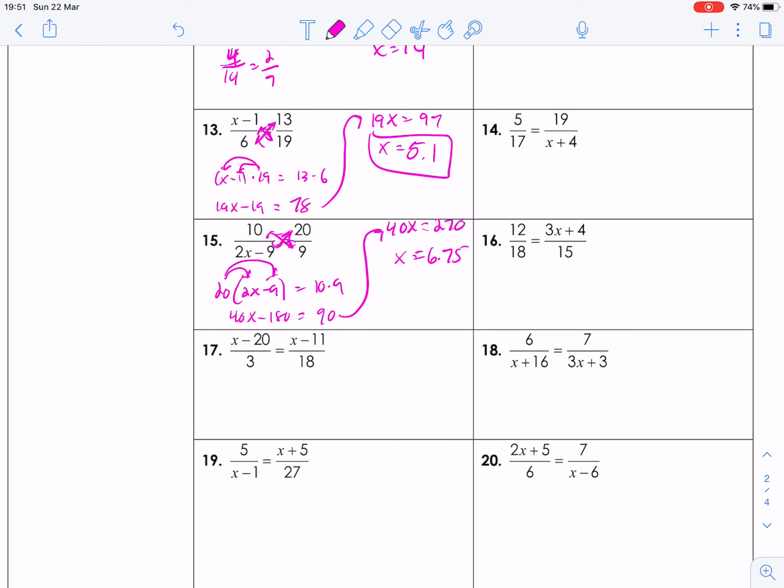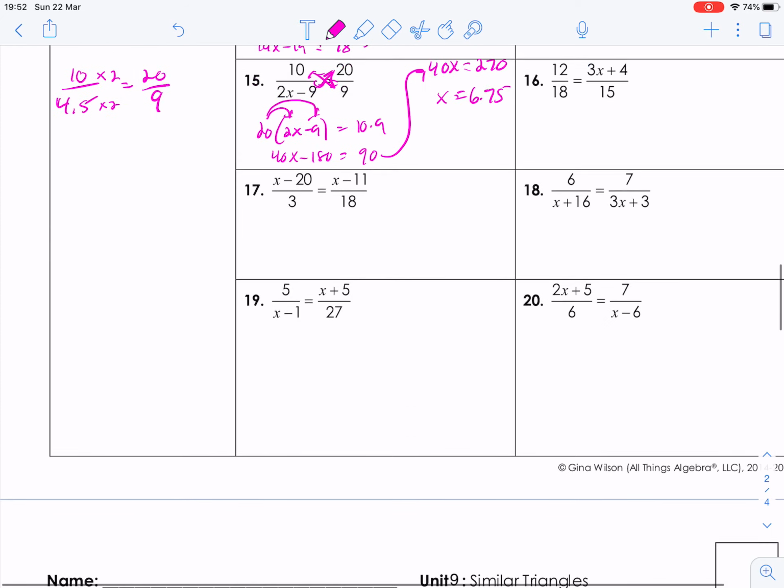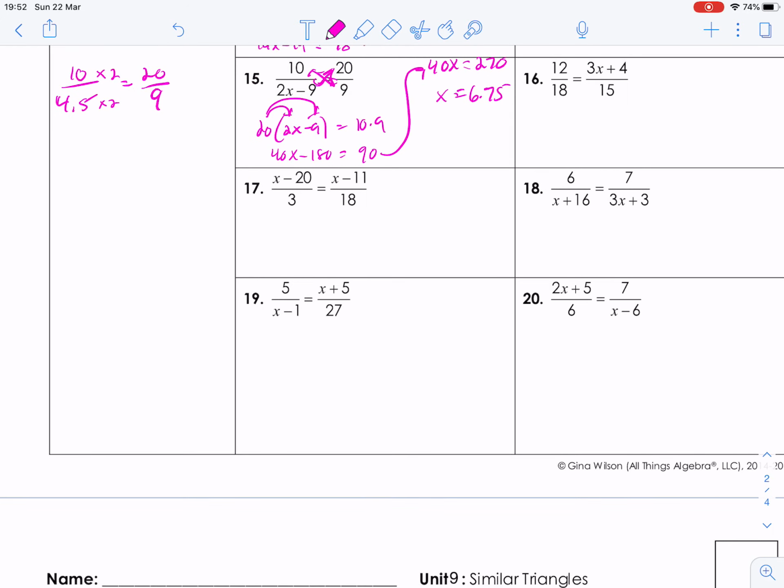So if we plugged it back in, we would get, let's try number 10. 10 over 6.75 times 2 would be 13.5 minus 9. 13.5 minus 9 would be 4.5. Does that equal 20 over 9? It does. If we double this, multiply by 2, it would be equal. Okay? Number 7 and number 17, number 19, same idea.